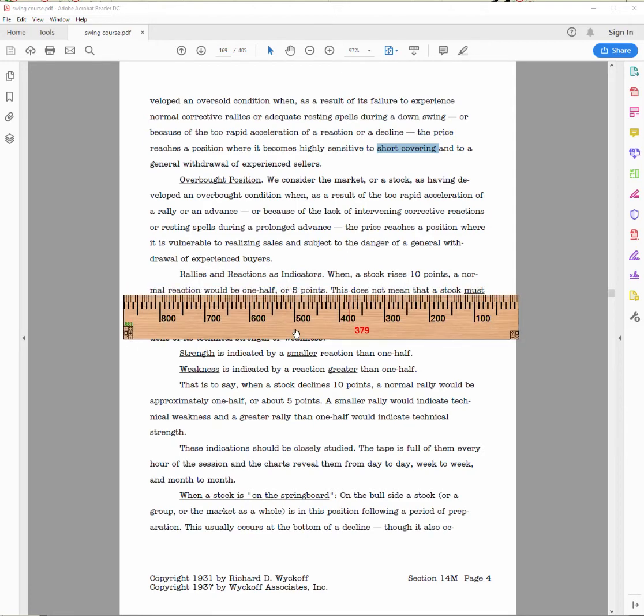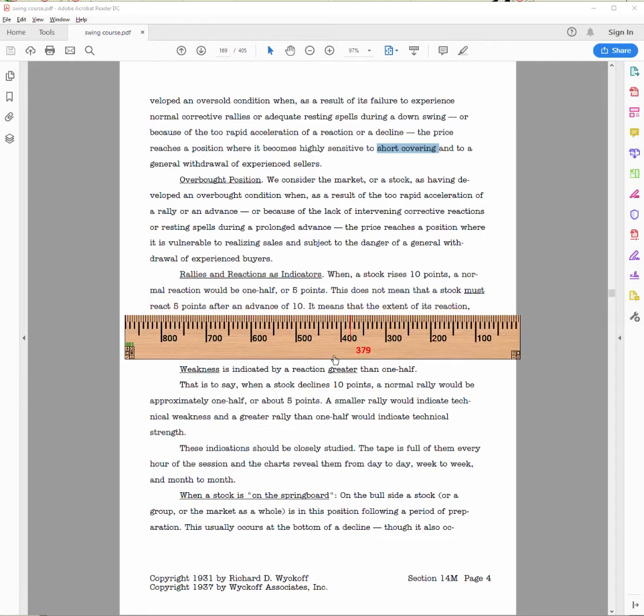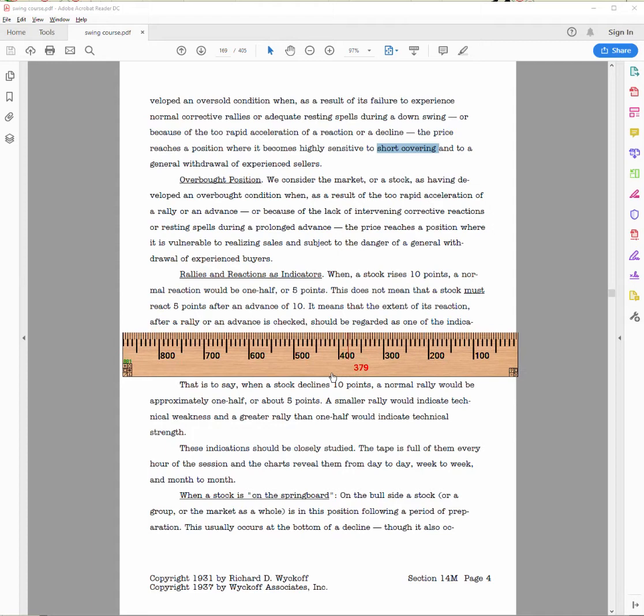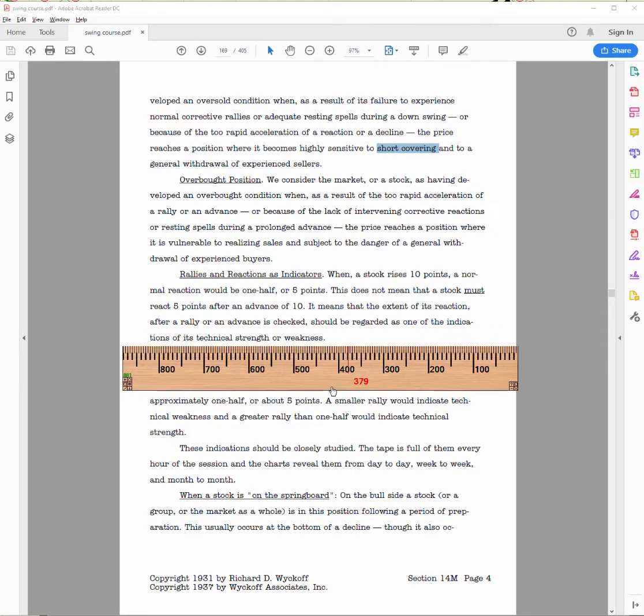Rallies and reactions as indicators. When a stock rises 10 points, a normal reaction is halfway back, a 50% retracement. This does not mean that the stock must react 5 points after an advance of 10. It means that the extent of this reaction after a rally or an advance should be regarded as one of the indications of its technical strength or weakness. So you always want to take a look at how much the retracement is.